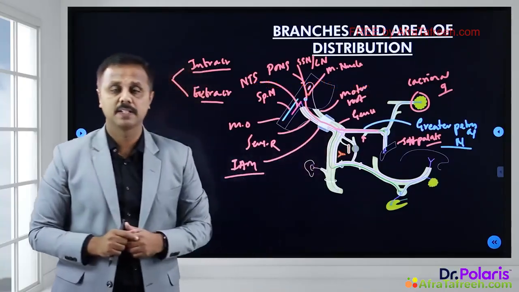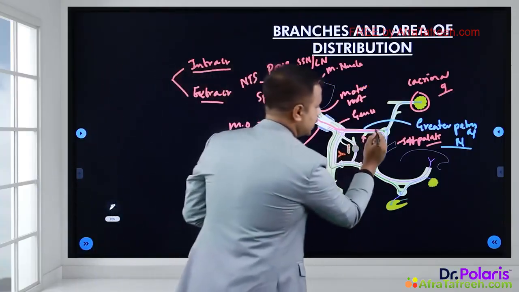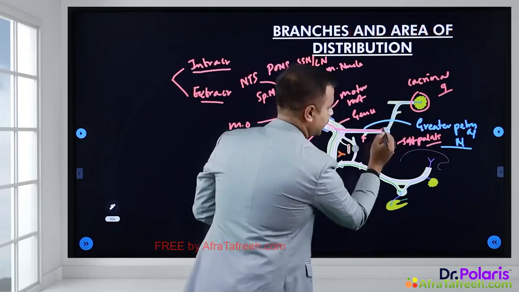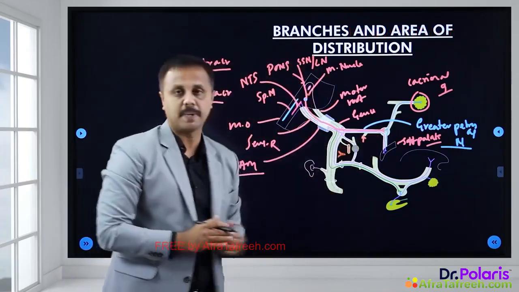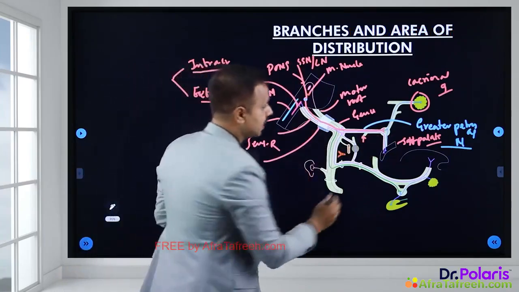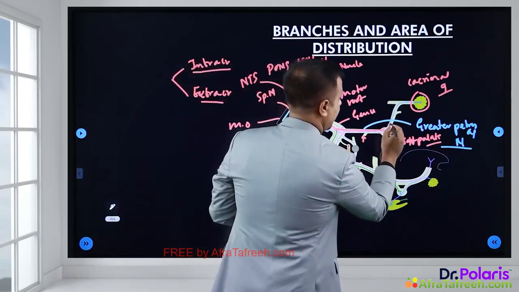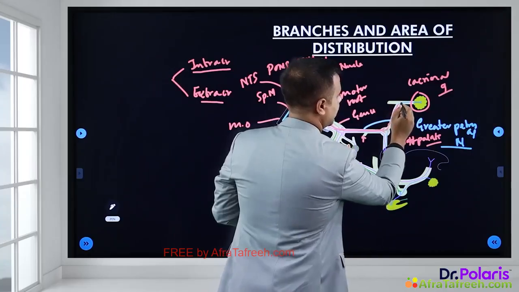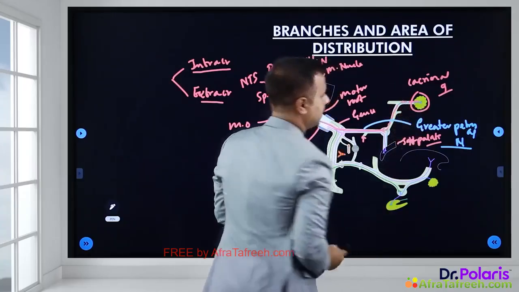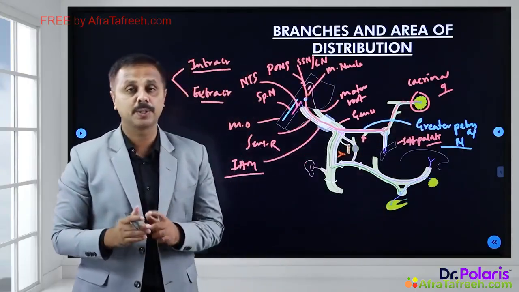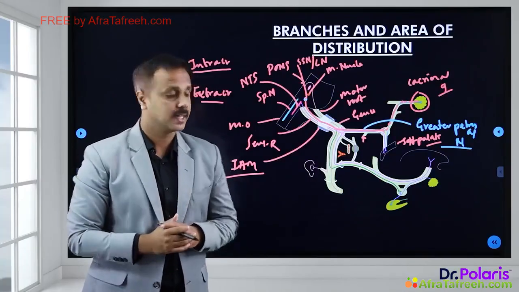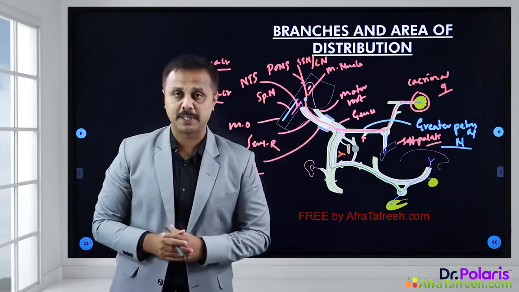What is the fate of this nerve? These fibers, they terminate within the pterygopalatine ganglion. This is the pterygopalatine ganglion. The postganglionic fibers, as we can see, pass through the zygomatic or the lacrimal nerve and supply the lacrimal gland, and will also supply the soft palate through the branches of maxillary nerve. This is the function of greater petrosal nerve.